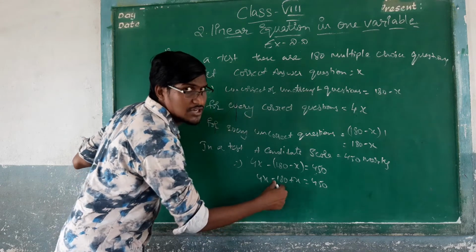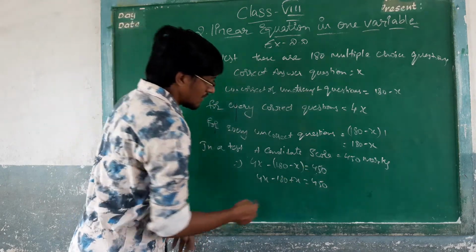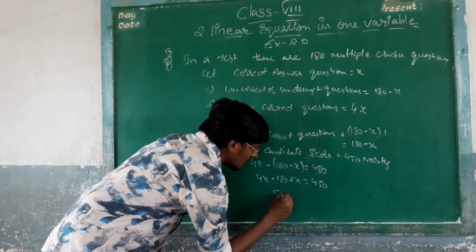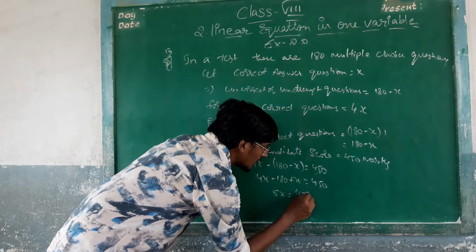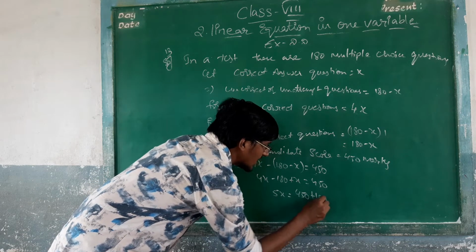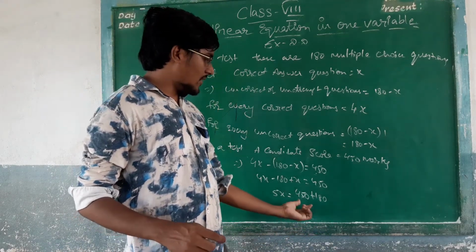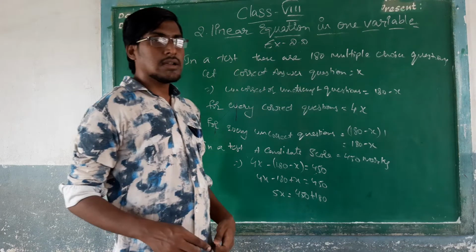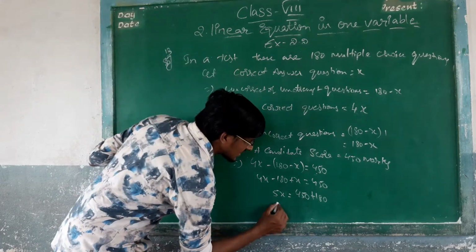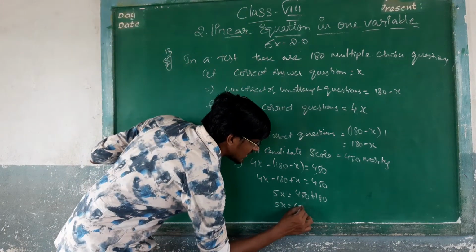Move this 180 to the right hand side. Okay, and 4x plus x equal to 5x equal to 450 plus 180. What is the value of 450 plus 180? We will get the value of 630. 5x equal to 630.